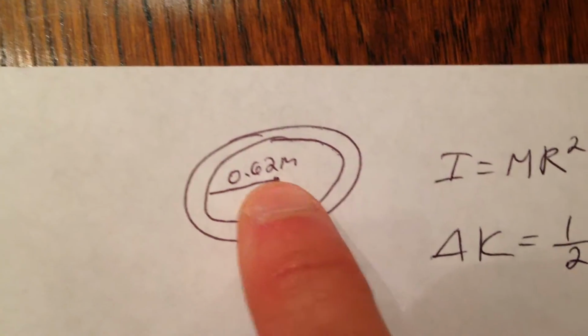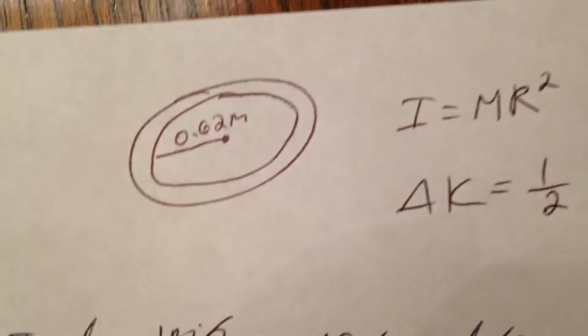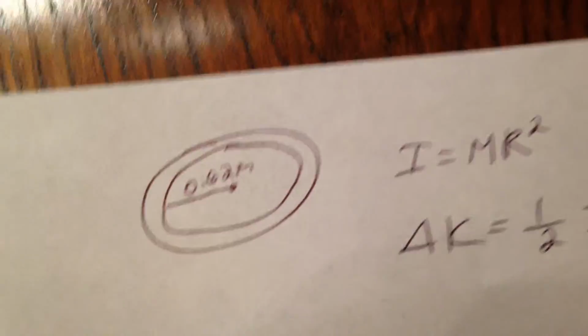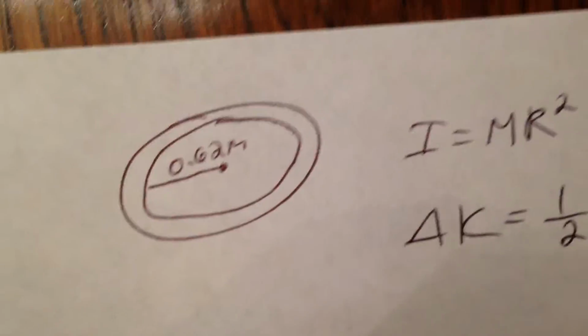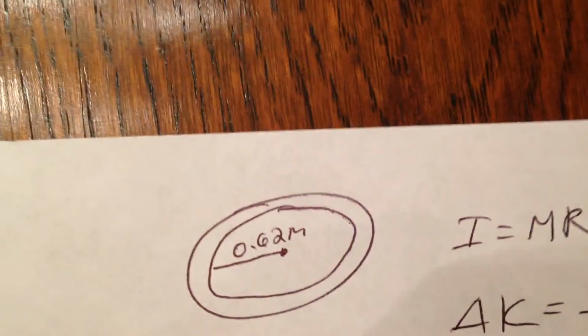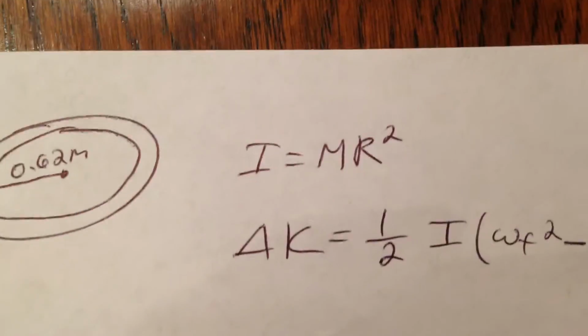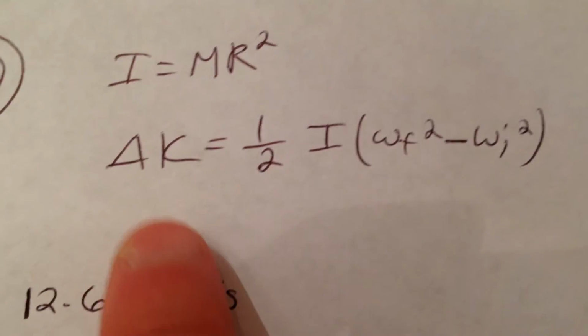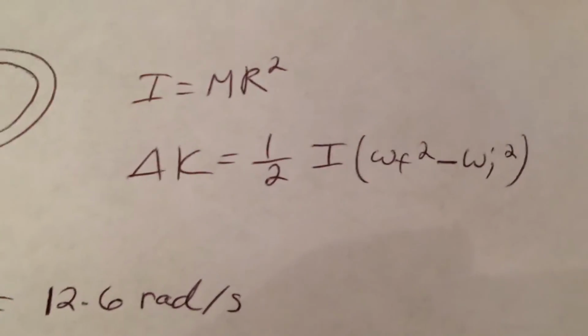So here's the radius of the flywheel. Because it's rotating, I know that the kinetic energy and the inertia are both rotational. Also, this flywheel is a hollow round disc, so the rotational inertia is mr squared. Here's the equation for rotational kinetic energy.